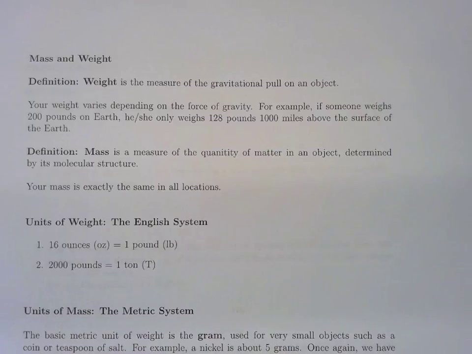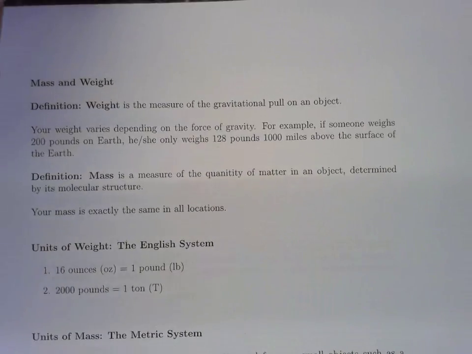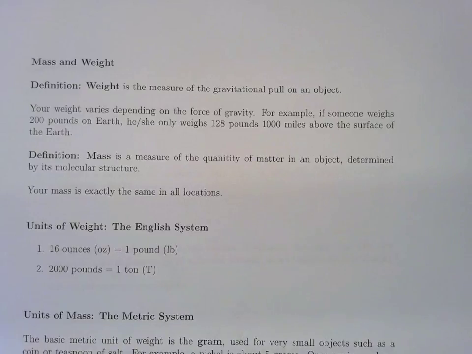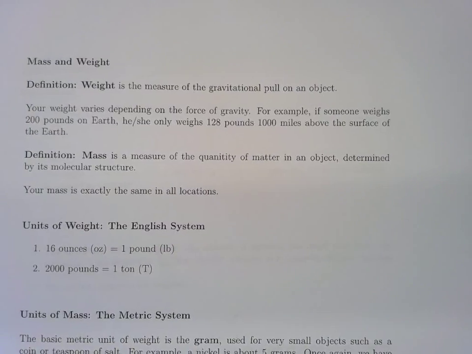Okay, so we're going to do just a little bit on mass and weight. This is just one page. Definition: weight is the measure of the gravitational pull on an object. It says your weight varies depending on the force of gravity. For example, if someone weighs 200 pounds on Earth, he or she only weighs 128 pounds 1,000 miles above the surface of the Earth. Okay, so that means as you travel above the surface of the Earth, gravity changes and you actually weigh less.